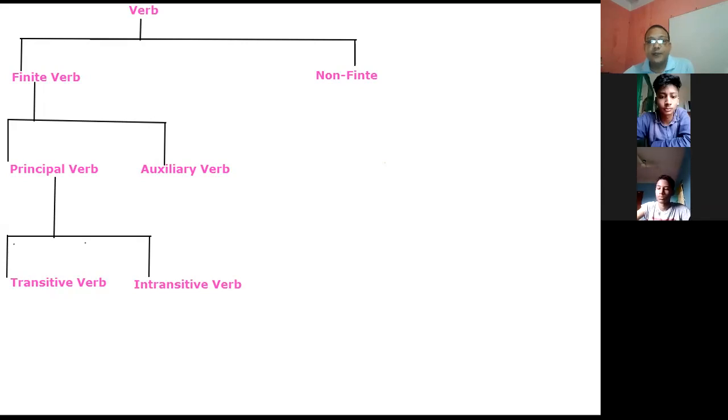Stop is transitive. It's a transitive sentence that bears a transitive verb. Transitive verbs are those that carry an object. Yes, sir. Have you understood? Yes, sir. Okay.